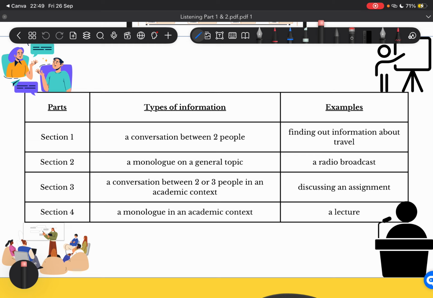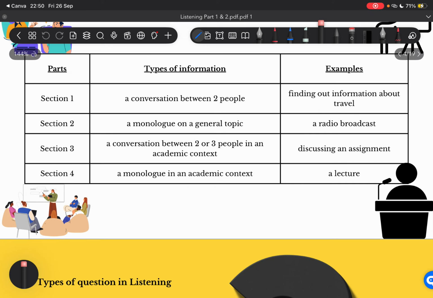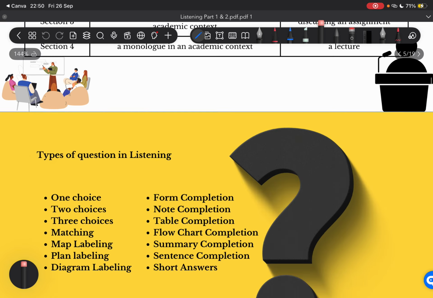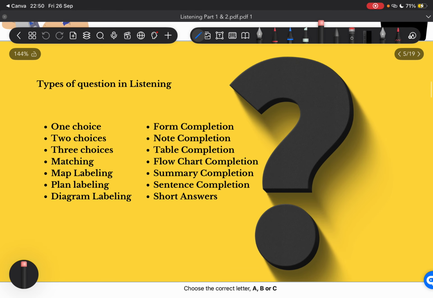In section 4, you're going to hear one person speaking, similar to section 2, a monologue. But again, similar to section 3, it's going to be in an academic context. So it might be a lecture or a talk on an academic topic. Okay, now we are familiar with the types of information we might get and also the parts and overall how many questions. Now let's talk about types of question in listening.